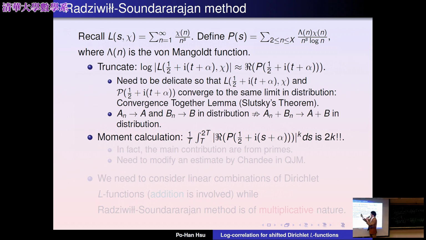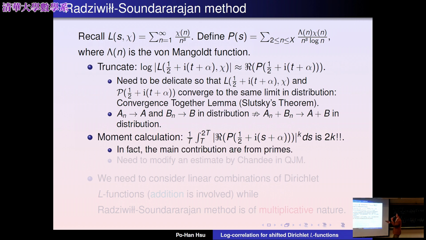In short, it tells us convergence in distribution is really weak. If you have An converging to A in distribution and Bn converging to B in distribution, and you add them together, you won't necessarily have the sum converging to the sum in distribution. You have to have at least one of them in a stronger mode of convergence, like convergence in probability. And that is the delicate part of this truncation.